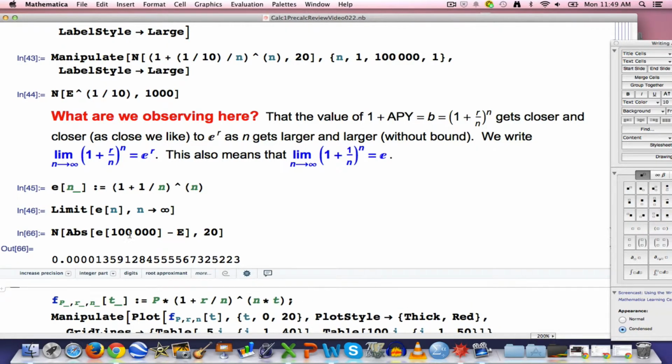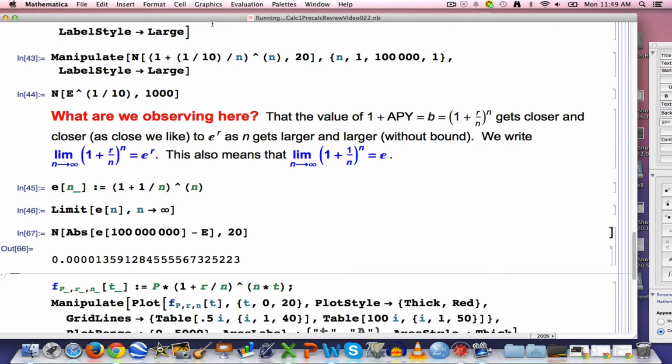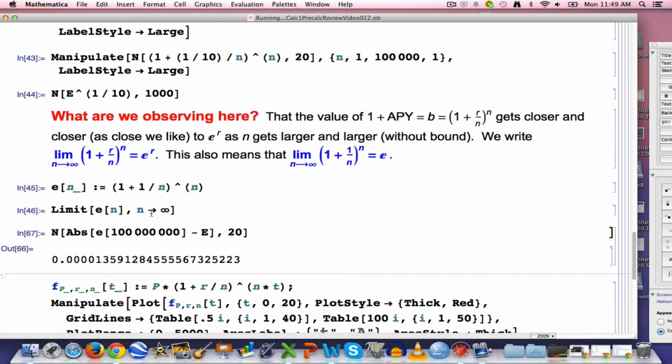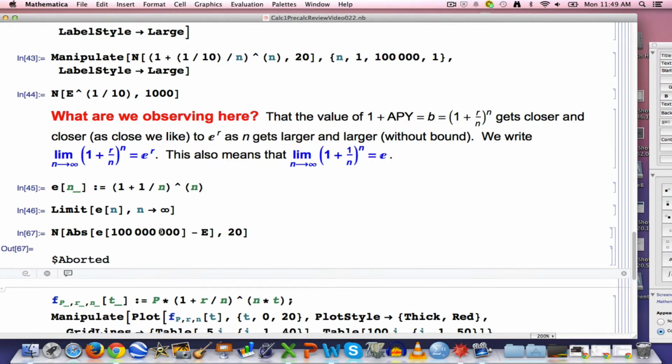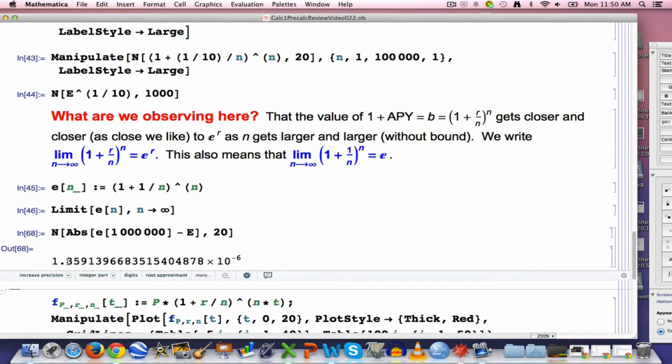If n is 100,000, then the distance is almost less than 0.00001. Okay? Actually, I think that this can come out in scientific notation as well if you make n big enough, although it probably takes too long if I make n too big. That's a good lesson for me here. Let me abort that evaluation. Let's go down to 1,000,000 instead of 100 million. I think this, yeah, there we go. And it's in scientific notation, about 1.36 times 10 to the negative 6.